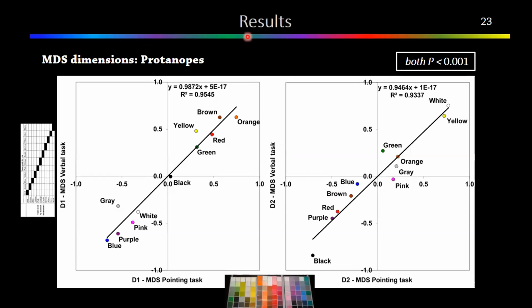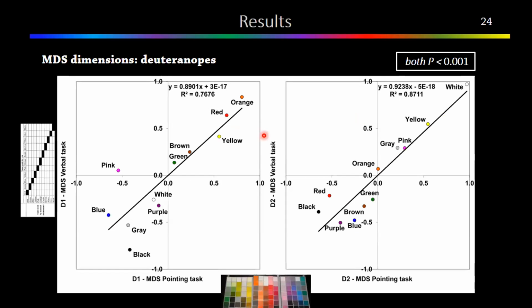The next thing that we did was to correlate the 2 dimensions of each task. So in the case of protonopes, we have here the first dimension, the chromatic one with orange and blue on the extremes. This is the data for the pointing task, and this is the data from the verbal task. And the R-square values that we obtained were pretty high, 0.95. And in the case of the second dimension, we have R-square values of 0.93. Okay, so this is for protonopes, a high relation between the dimensions of both tasks.